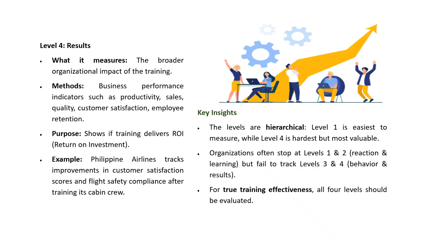What are the key insights? The levels are hierarchical. Level 1 is easiest to measure, while Level 4 is hardest but most valuable. Organizations often stop at Levels 1 and 2, reaction and learning, but fail to track Levels 3 and 4, or behavior and results. For true training effectiveness, all four levels should be evaluated.